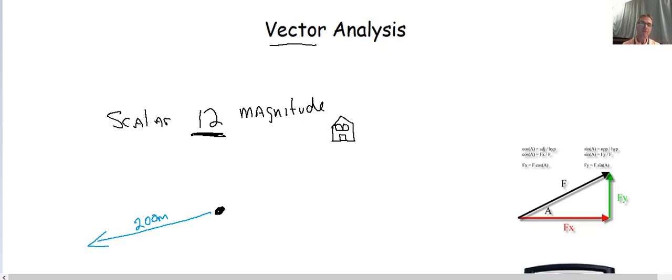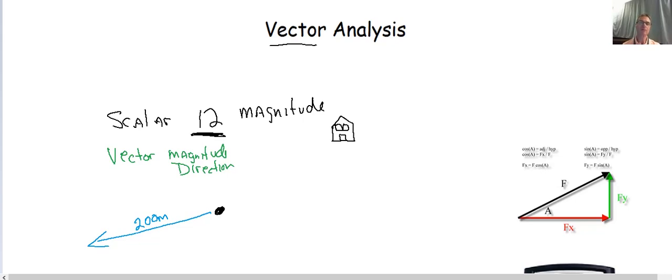And so what would have been helpful in the directions that I gave would have been not only if I said go 200 meters, but go 200 meters in a particular direction. So a vector has both a magnitude, that's the number part, and direction. That tells us not only how far to go or how fast to go, but in what direction we should go.